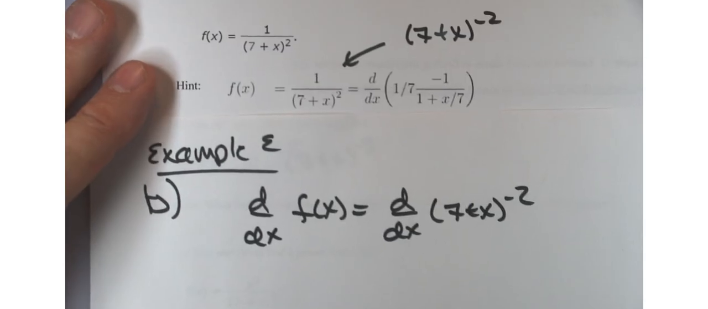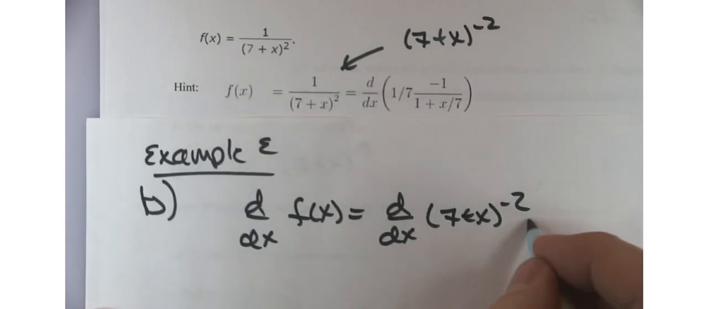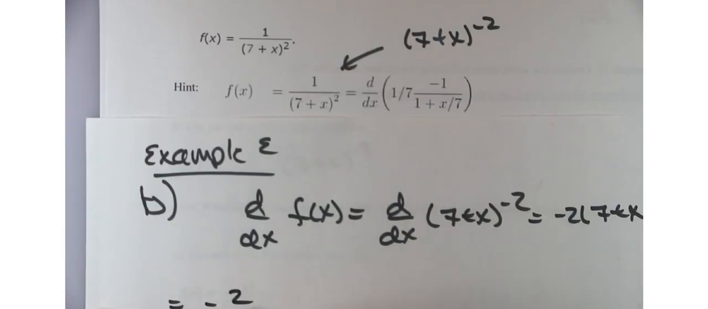To avoid the quotient rule. Yeah, to avoid the quotient rule. Great minds think alike. Let's bypass that. And here, technically we've got to use a chain rule. It's the derivative of the outside times the derivative of the inside. Well, what's the derivative of the inside? 1. All right, so let's take a look here. We're going to get negative 2 times 7 plus x to the negative third power, which gives me negative 2 over 7 plus x cubed.